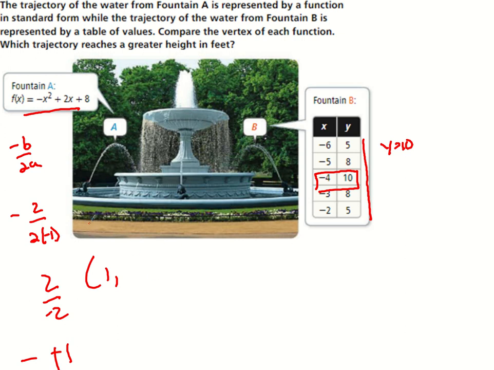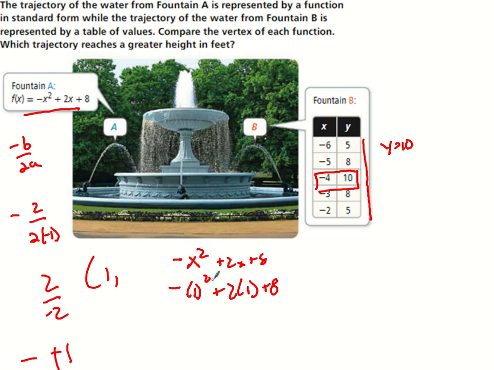Now, here's something I have to be very careful of. When I plug in positive 1, so this is negative x squared, I'm plugging it in parentheses. So that's going to be plus 2x plus 8. So that's plus 2 times 1 plus 8. This is still positive 1 squared.